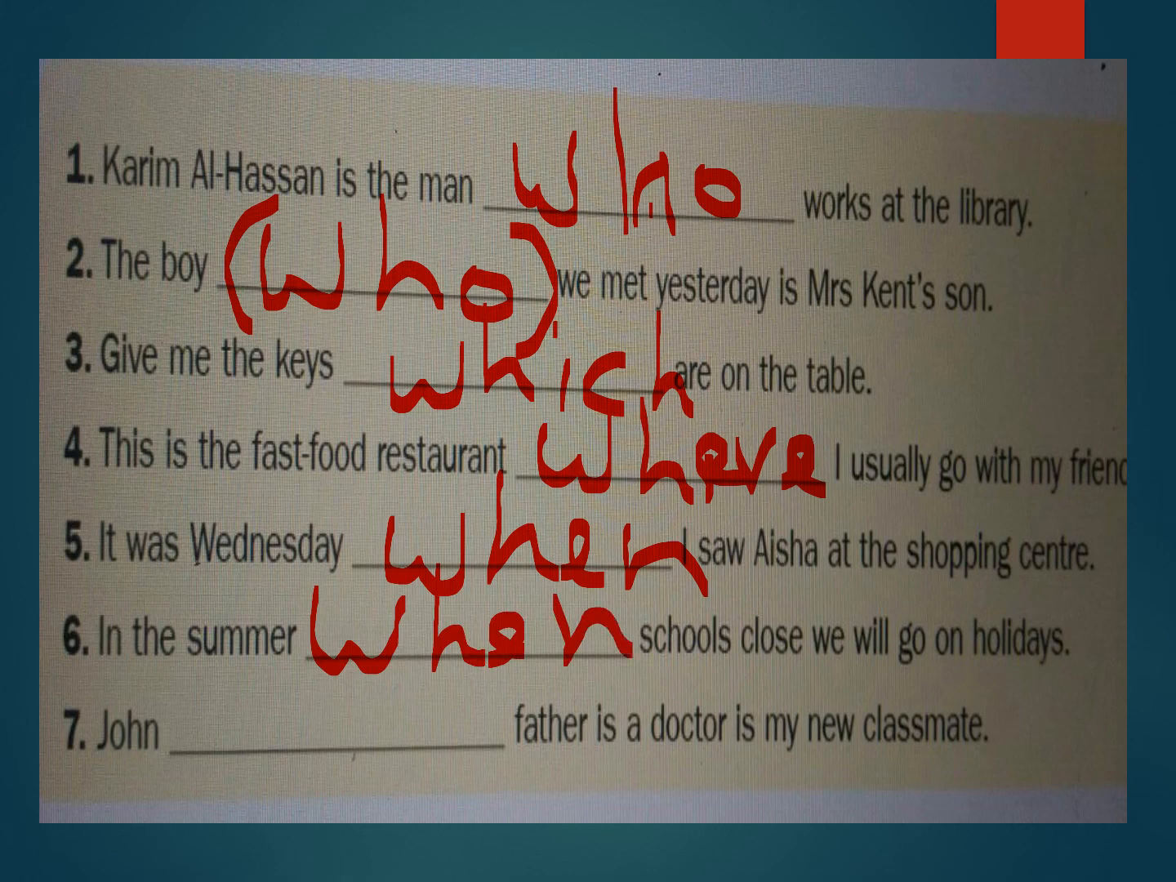And the last one, John, space, father is a doctor. This is the father of John. Okay? John, space, father is a doctor, is my new classmate. Who can tell me which relative pronoun should be used here? Abdullah? Whose, very good, because it's possession. It refers to possession. So John, whose father is a doctor, is my new classmate.